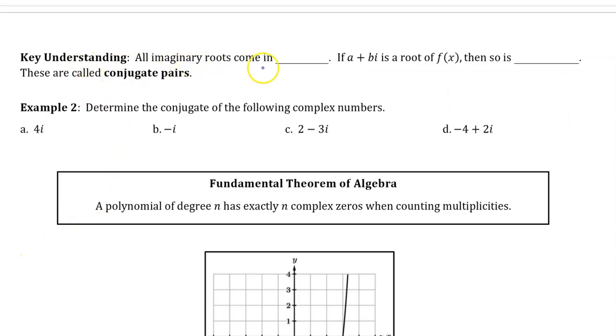Here's a key fact I need you to memorize. All imaginary roots come in pairs. If a plus bi is a root of f of x, then so is a minus bi. These are called conjugate pairs.